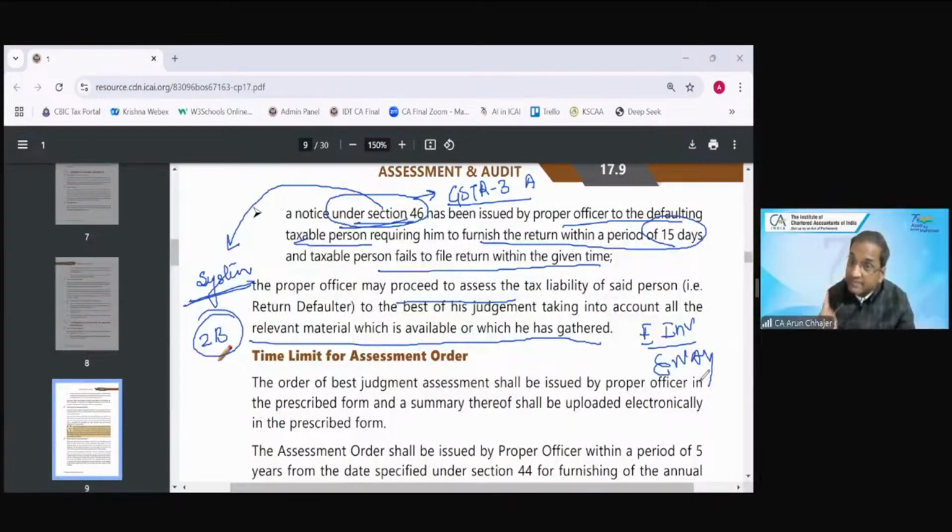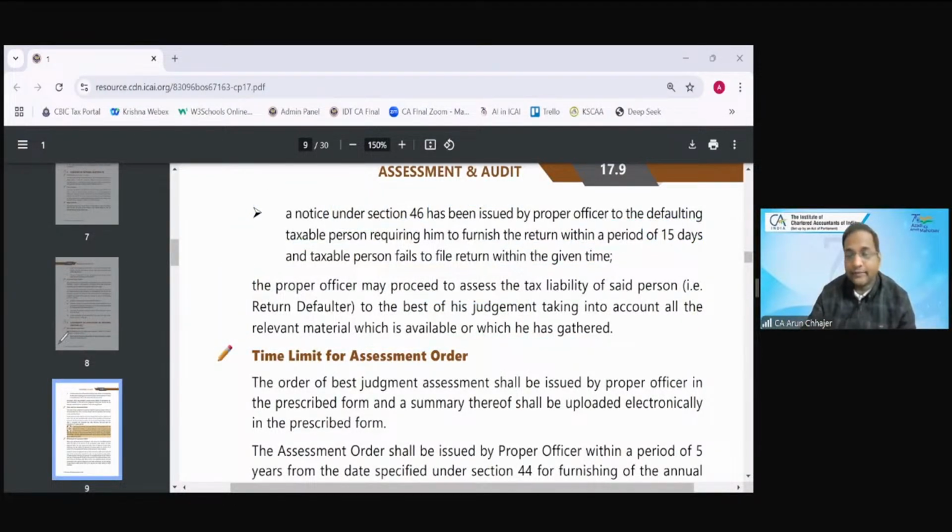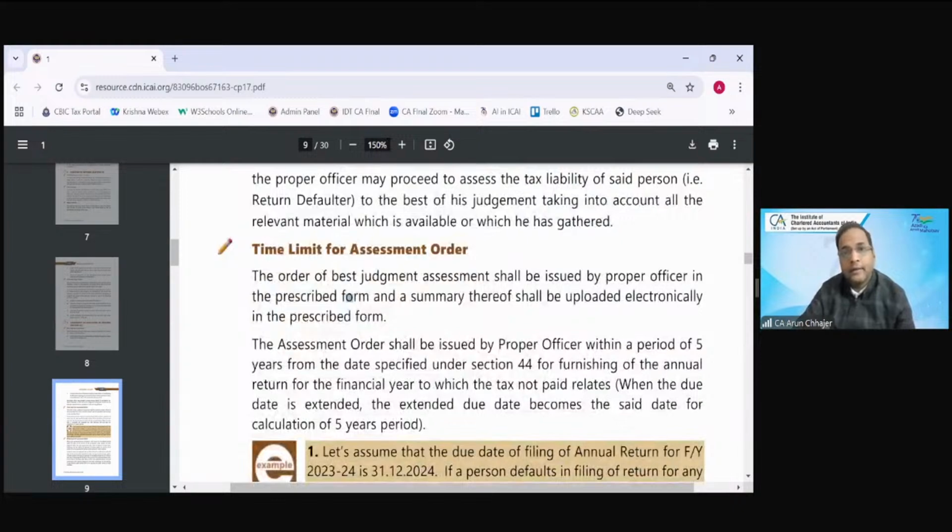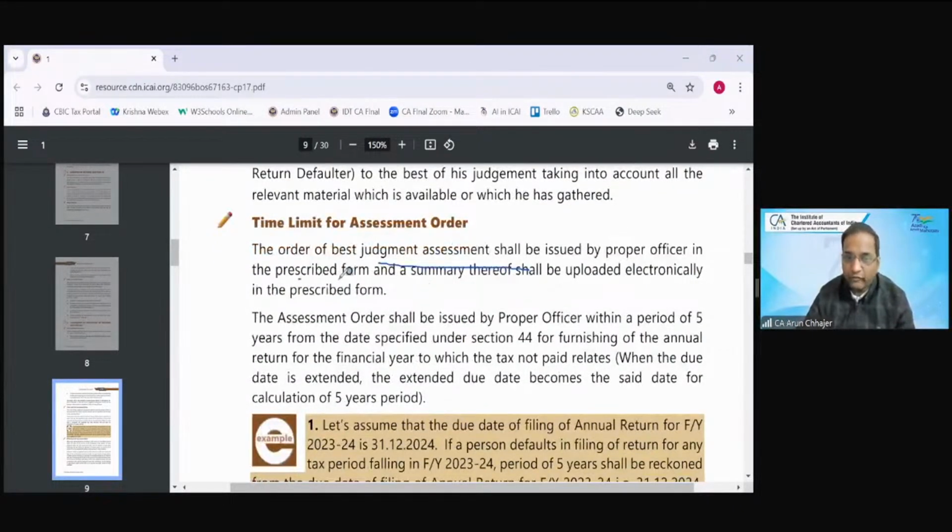Best of its judgment. It is not the maximum liability. No. They will apply their mind and calculate the ITC liability, everything, whatever the liability, they will calculate to the best of his judgment. ठीक है. What is the time limit for assessment order? The order of the best judgment shall be issued by the officer in the prescribed form. Summary will be uploaded electronically in the prescribed form.